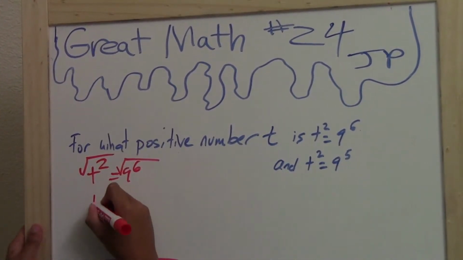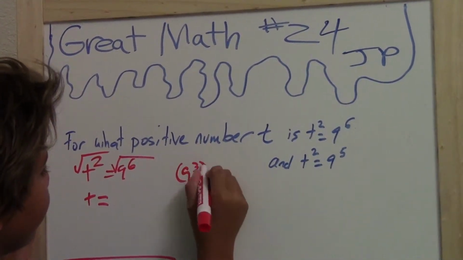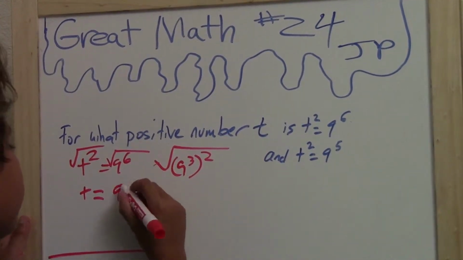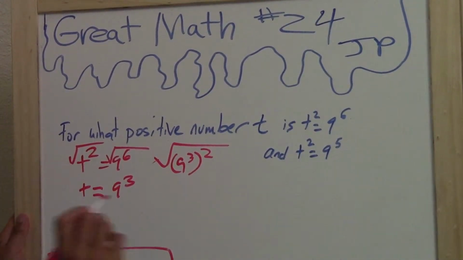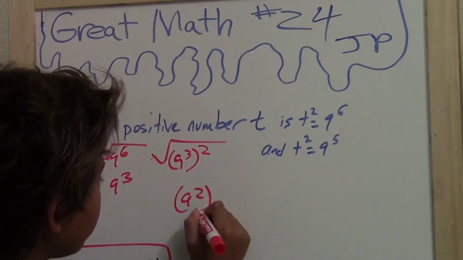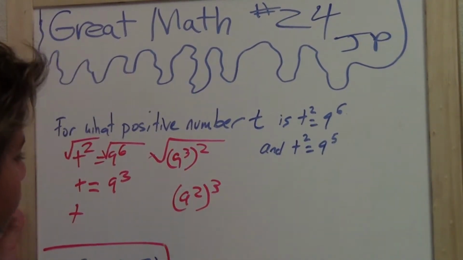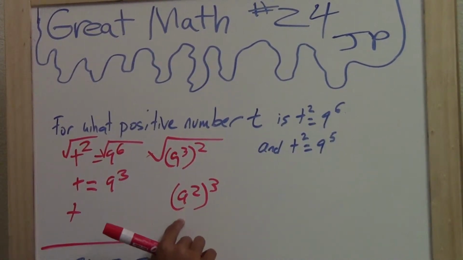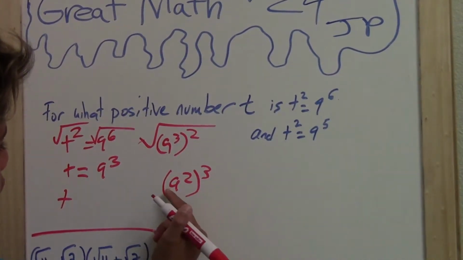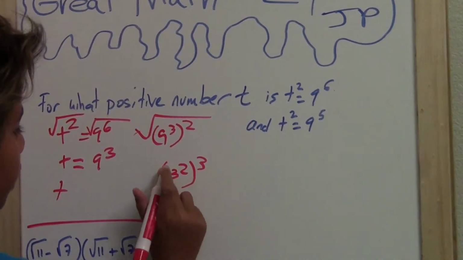The square root of T squared is just T. The square root of 9 over 6 is the same thing as 9 over 3 squared, and that would take away the square root and the squares, so now it'd just be 9 over 3. We can still simplify this because it could be 9 squared by the power of 3. So 9 by the power of 2 times 3. So another way we can do this.